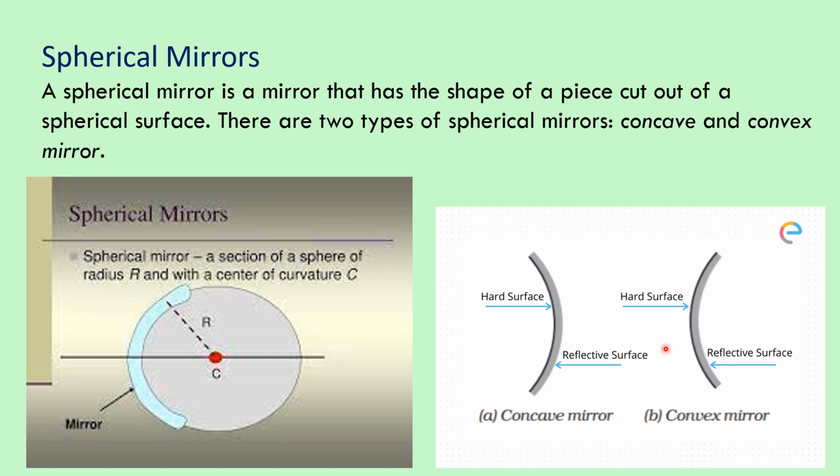Then in the case of a convex mirror, this is also a part of a sphere, but here the inner part of the sphere will act as a reflective surface. This is the reflective surface. This type of mirror we will call a convex mirror.